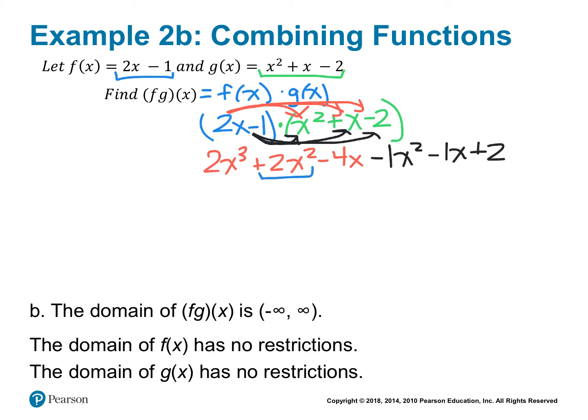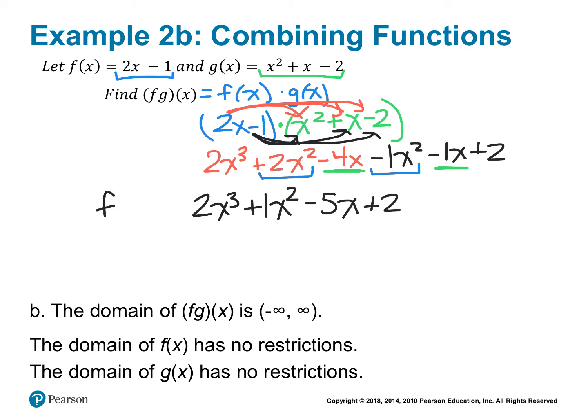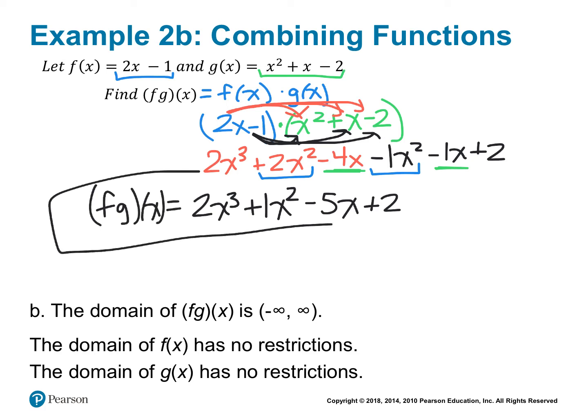So I have 2x squared and minus x squared. And I could put my negative 4x with my negative 1x. So simplified, that'd be 2x to the third. 2x squared minus 1x squared is positive 1x squared, or you could just put x squared. Negative 4 minus 1 is negative 5x, then plus 2. So f times g of x equals this: 2x to the third plus x squared minus 5x plus 2.